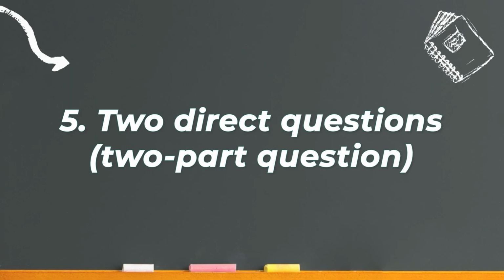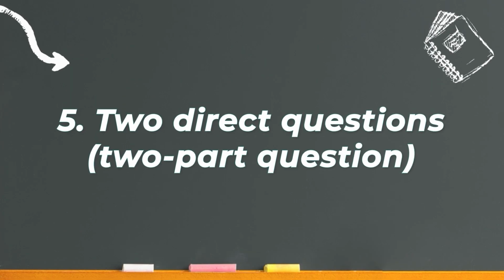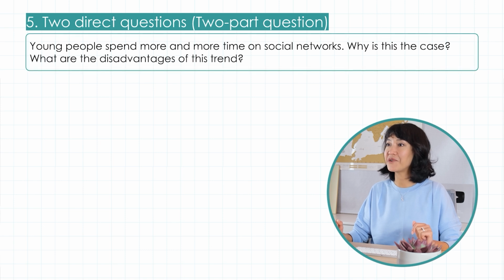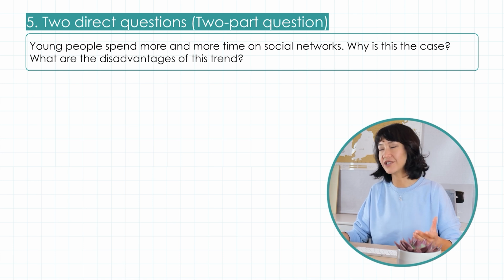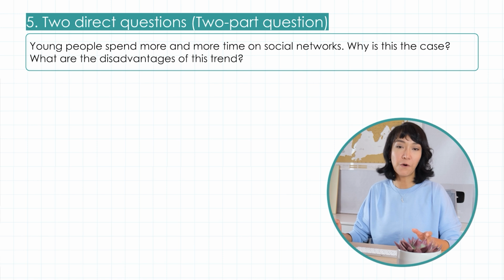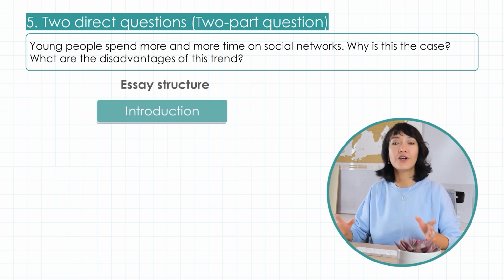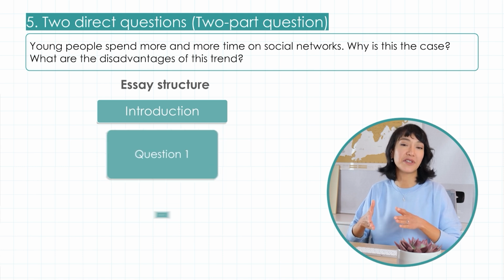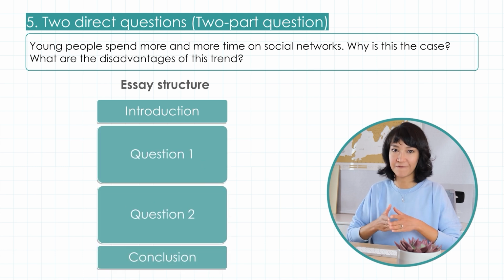There is one more type of question, two direct questions or a two-part question. Here is the task. Young people spend more and more time on social networks. Why is this the case? What are the disadvantages of this trend? It appears to be a little more straightforward because in the introduction, you paraphrase the two questions, no opinion required, and then you answer each question in a separate body paragraph.